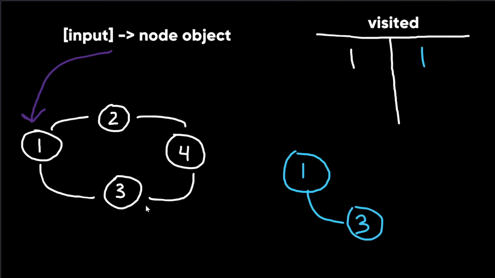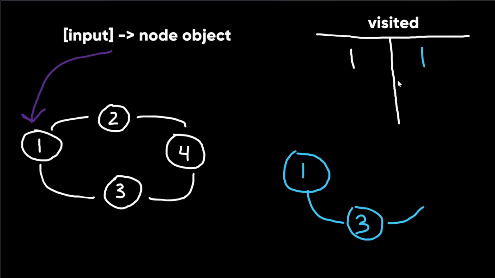Now you have to keep in mind that this is an undirected graph, so we can either go back to 1 or go to 4. Since 1 is already in our visited table, we can DFS there, but we would return immediately because 1 is already in visited. So let's go to 4 here. We do the exact same thing.